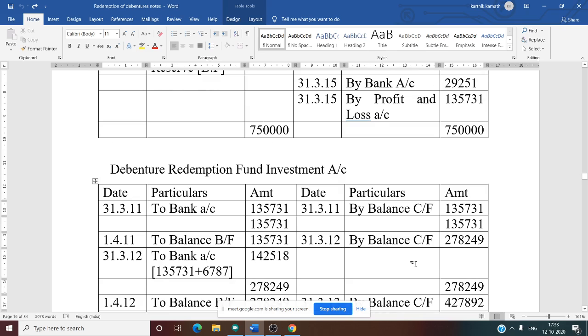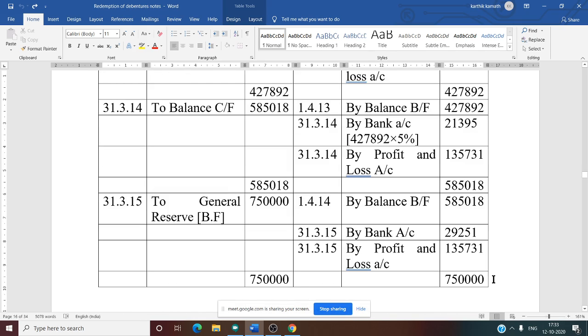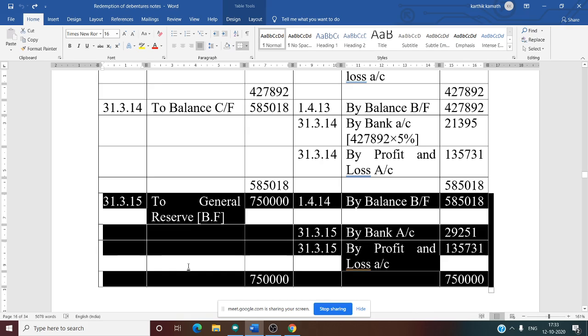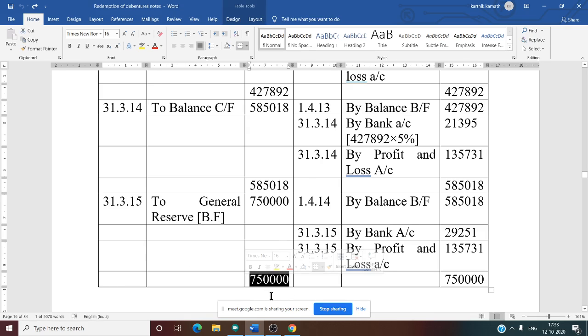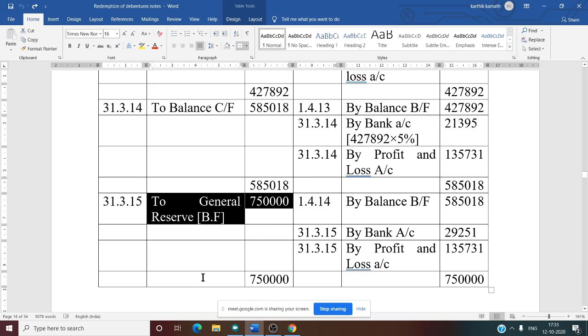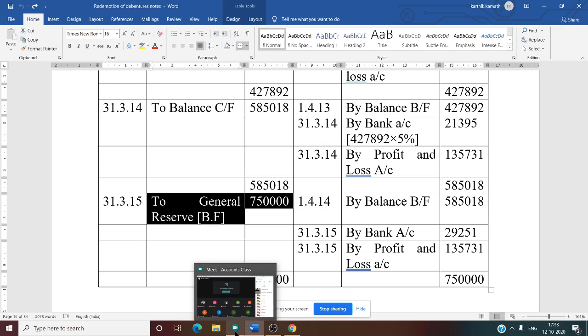So now you go for the DRF account, the debenture redemption fund account, where we left the account for future calculation. But here there is no transfer entry, directly the total itself, 7,50,000, is the total from the credit side. Everything is transferred to general reserve because there is no transfer entry at all. So the remaining balance left in the DRF account, that is DRF account debit to general reserve account 7,50,000.